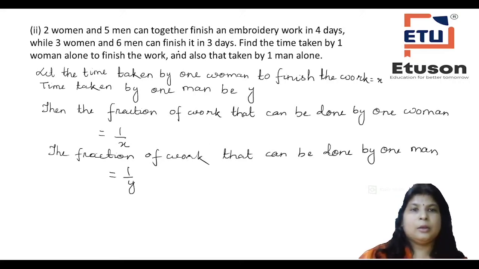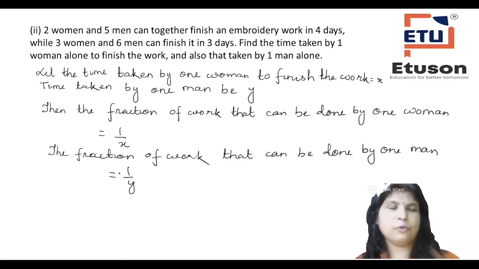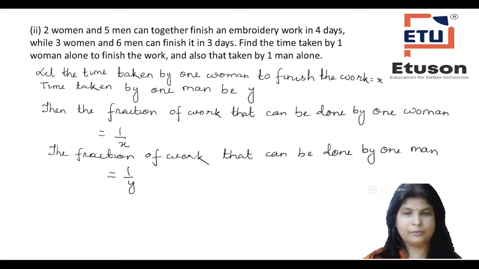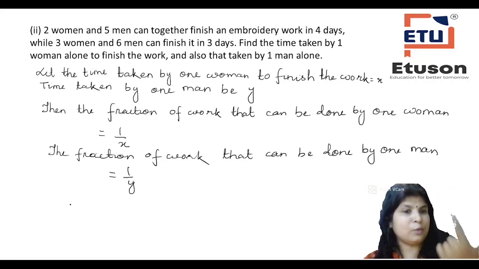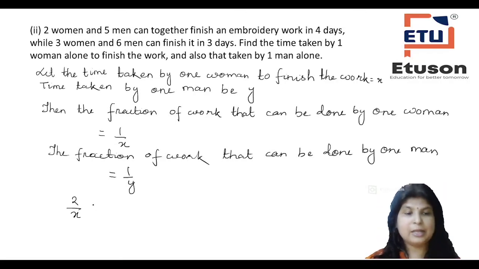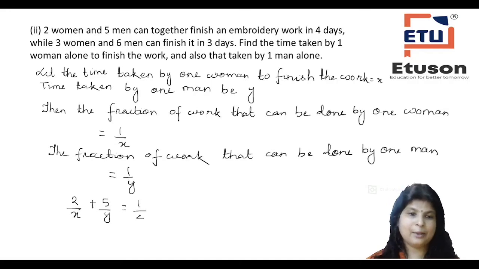Now, reading the first statement: 2 women and 5 men are working together and they are finishing it in 4 days. So that means in 1 day combinedly they are completing 1 by 4 fraction of the entire work. So from the first statement I can write down, 1 woman is doing 1 by x fraction, then 2 women will do 2 by x fraction. So I'll just write 2 by x plus 5 by y is equal to 1 by 4.